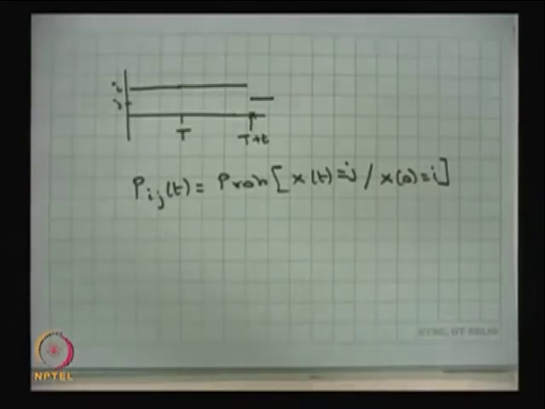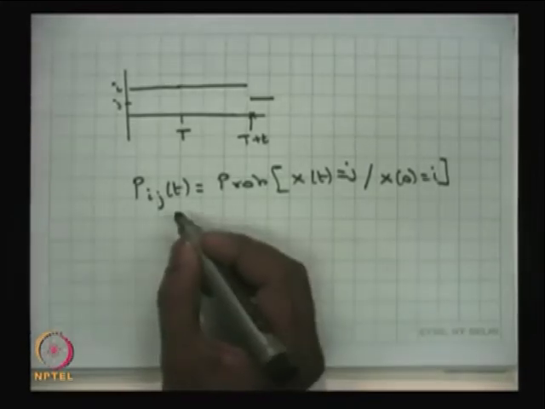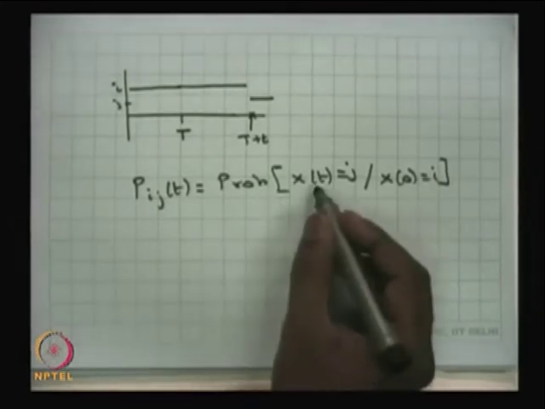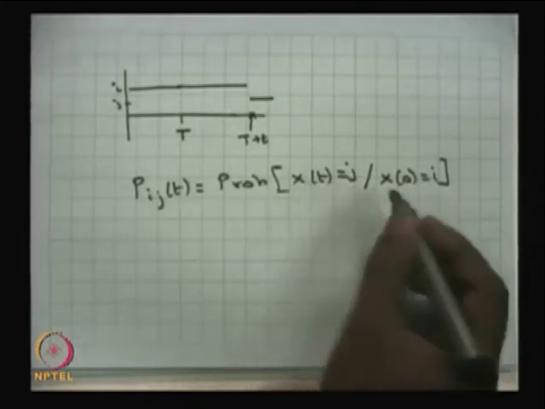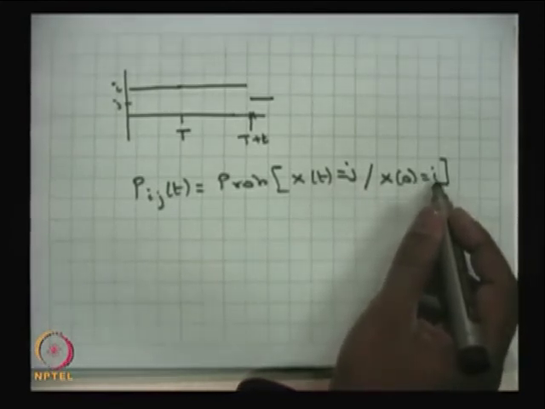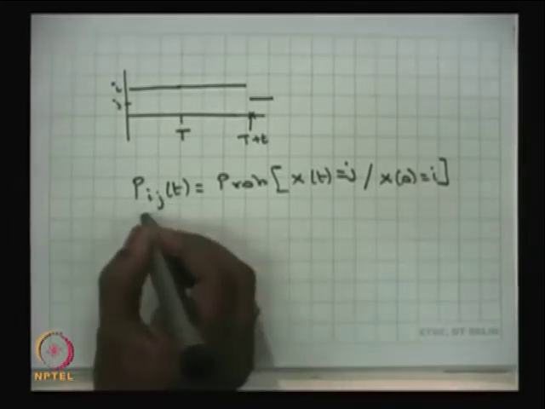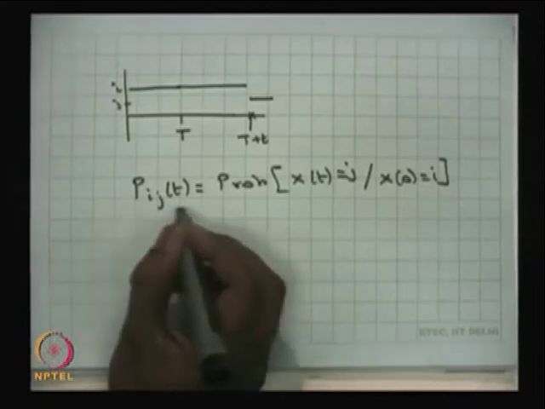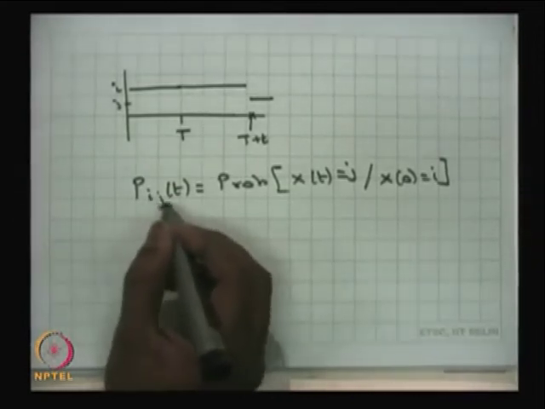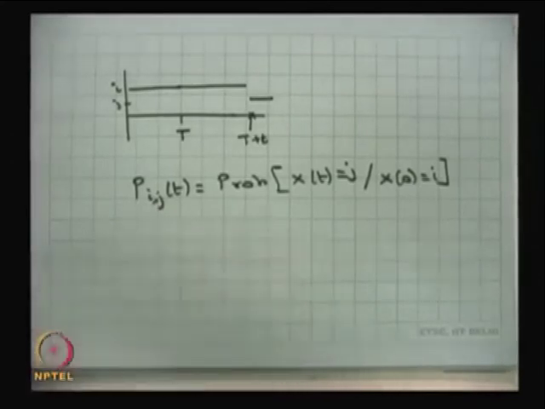Since it is valid for any interval of t to t plus capital T, it is independent of capital T. Therefore, I can represent this transition probability as the probability that the system is in the state j at time t, given that it was in the state i at time 0. This is denoted by Pij of t. This notation you should remember: it is a transition probability with the suffix i comma j of t. This is also called a stationary transition probability. Stationary means it is time invariant; only the length of the interval matters.